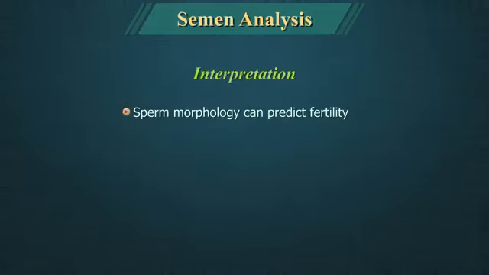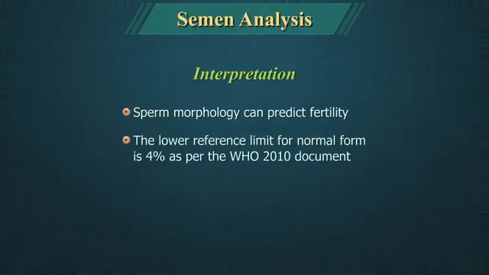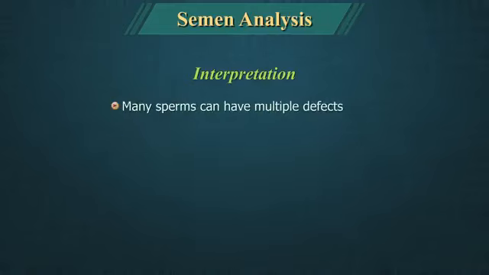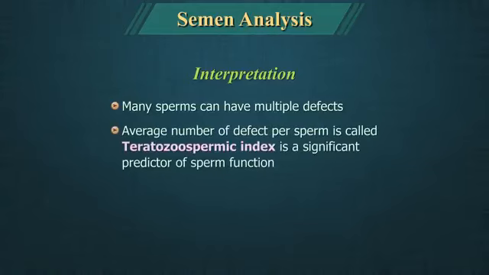Sperm morphology can predict fertility. The lower reference limit for normal forms is 4% as per the WHO 2010 document. Many sperms can have multiple defects. The average number of defects per sperm is called the teratozoospermic index, which is a significant predictor of sperm function.